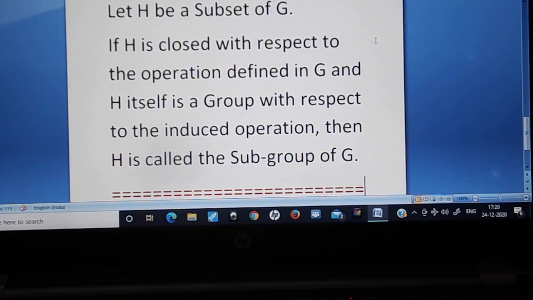Now what about G itself? G itself is a subgroup of G. It is called the improper subgroup of G. All the other subgroups are called proper subgroups of G.